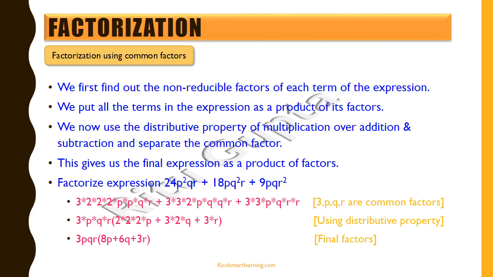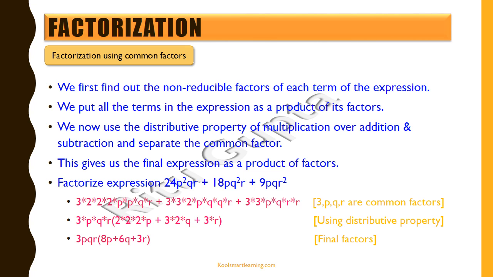In this method, we first take each term of the expression and find the non-reducible factors of each term. Now when we write the expression again, we write each term as a product of its factors. After doing that, we use the distributive property of multiplication over addition and subtraction, and we separate out all the common factors from all the terms. This gives us the final expression as the product of factors.